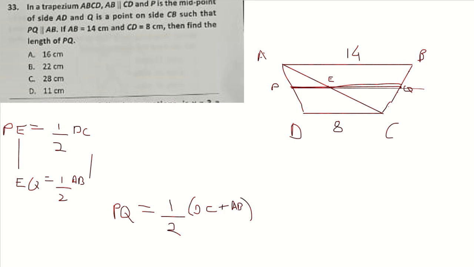Here we have DC is 8 and AB is 14. So half of 8 plus 14, 8 plus 14 is 22, half of it is 11, option D. Don't worry, this was a very hard question. Construction was required. It's alright if you got it wrong, if you didn't understand. It's a very hard question.